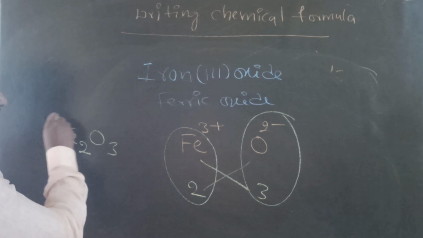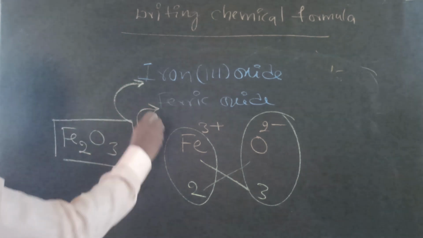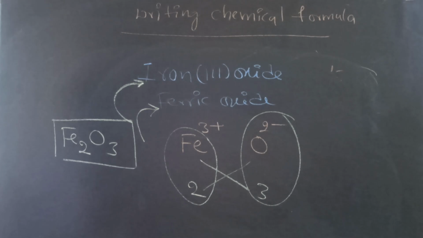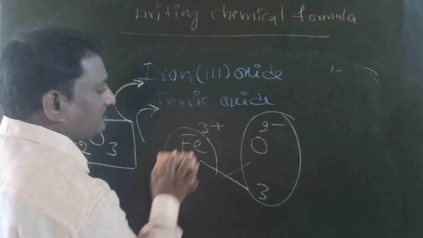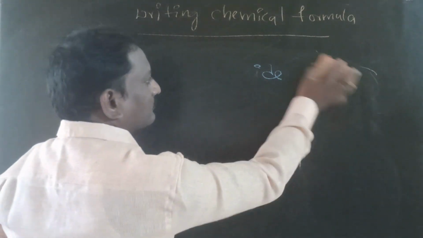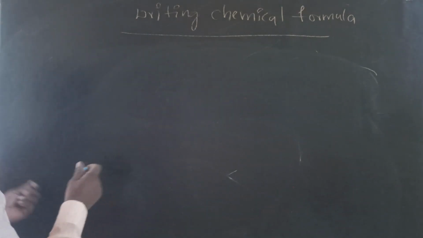So this is called iron 3 oxide, also called ferric oxide. Right? Next one.